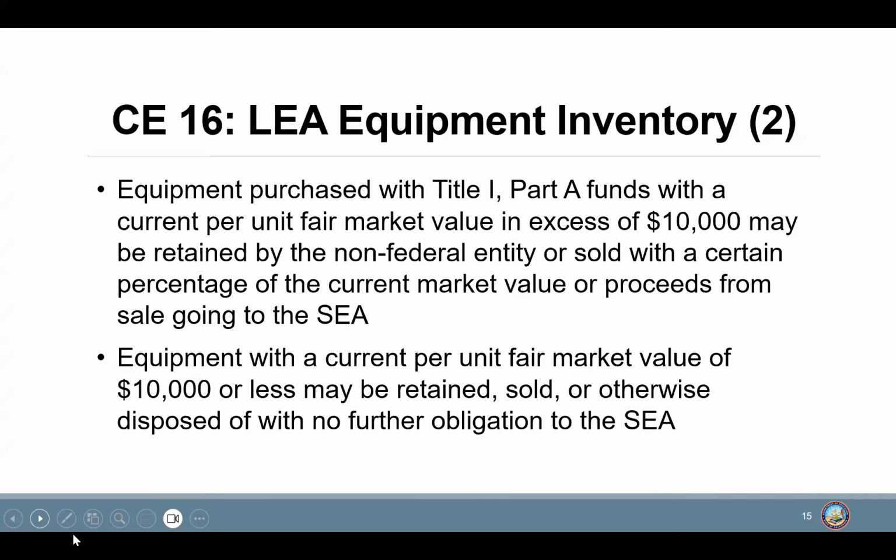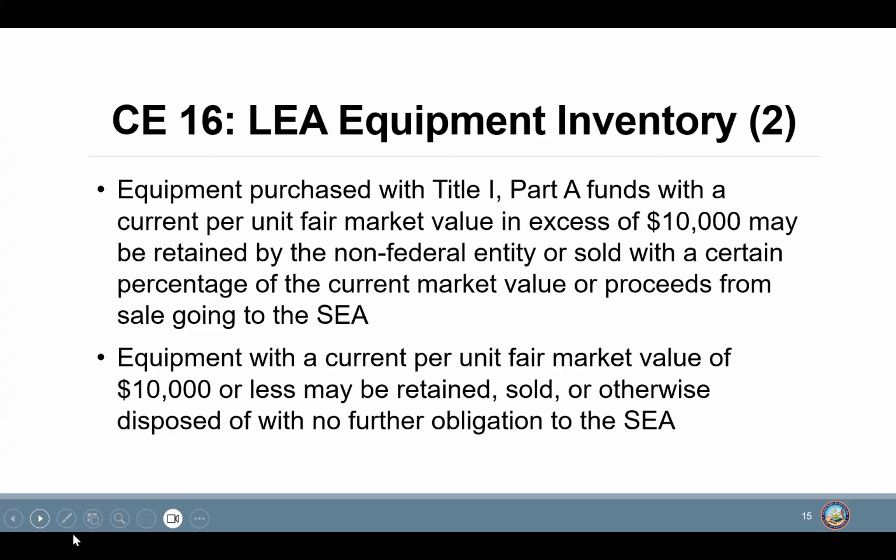Continuing on with the equipment inventory requirements, equipment purchased with Title I Part A funds with a current per unit fair market value of more than $10,000 may be retained by the non-federal entity or sold, with a certain percentage of the current market value or proceeds from the sale going back to the state educational agency. Equipment with a current per unit fair market value of $10,000 or less may be retained, sold, or otherwise disposed of with no obligation to the state educational agency.